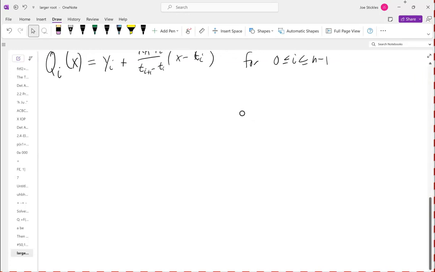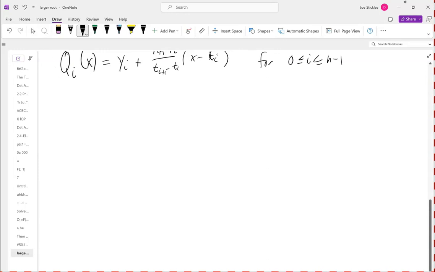So let's first think about how many equations we have. If you have a general quadratic, how many coefficients do you have to find? Three, right? You got to find a constant, an x term, and an x squared term. I have n points, and how many functions are you finding overall? We start counting at zero and go up to n, so it's n plus one points, so the number of functions is n, right?